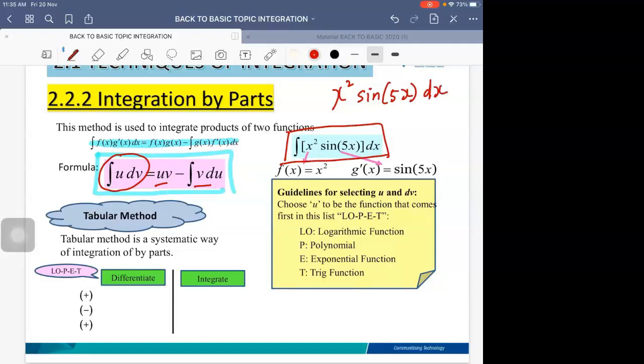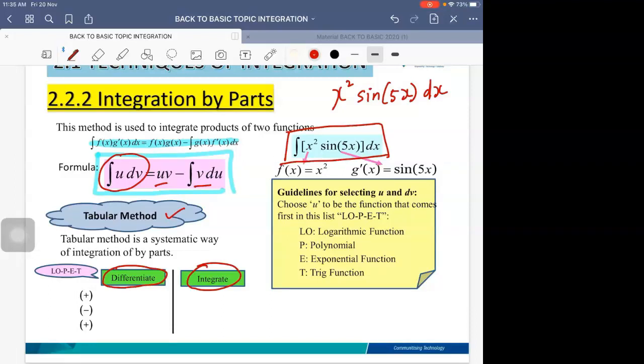Okay, let's say you have this x squared sine 5x dx. Then how to decide u and dv? Okay, so the selection of u, you will do the differentiation process. The selection of dv, later on we implement the integration process. So we have a technique that we call the tabular method.